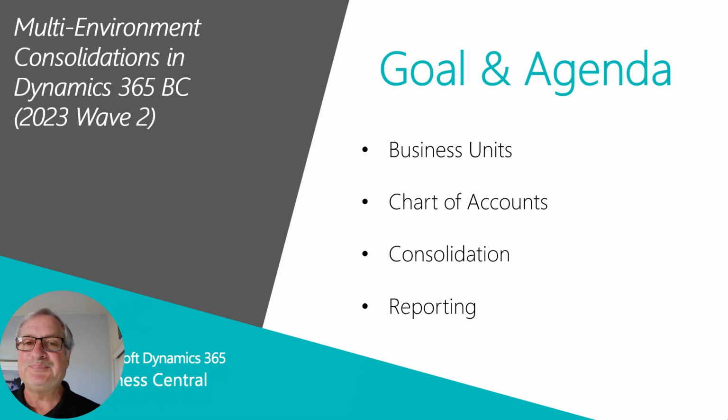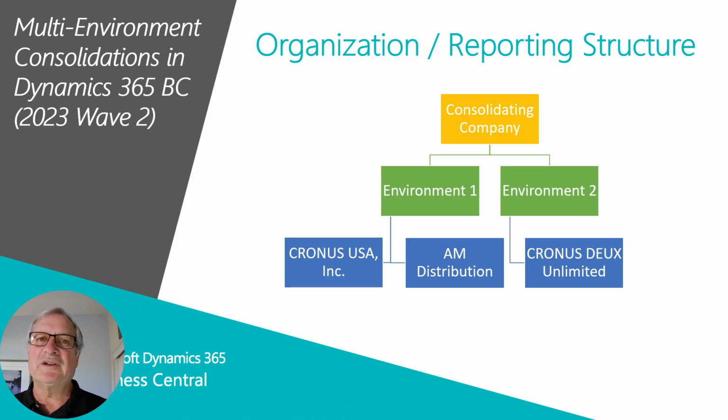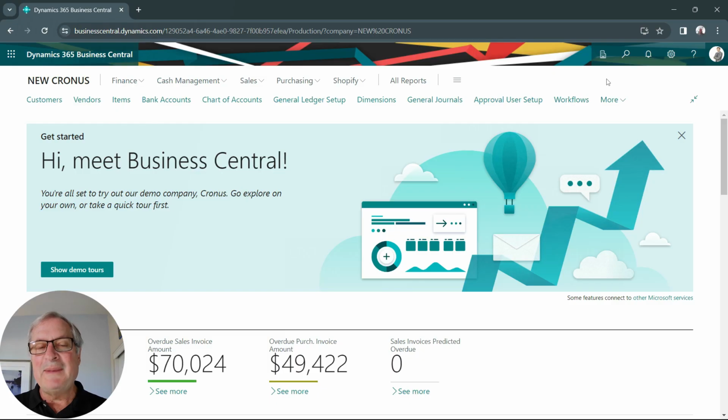So let's take a look at it. We're going to look at business units, the chart of accounts that I'm using, the consolidation process, and then some simple reporting. This is the organizational structure I'm using in my demo today. I've got a consolidating company, and I'm consolidating 3 subsidiary organizations up to the consolidating company. Those organizations are in 2 separate environments. We'll be taking a look at Cronus and also AM Distribution in one environment, and we'll look at Cronus Unlimited in a second. I'm now logged into my consolidation company, so let's take a look at it.